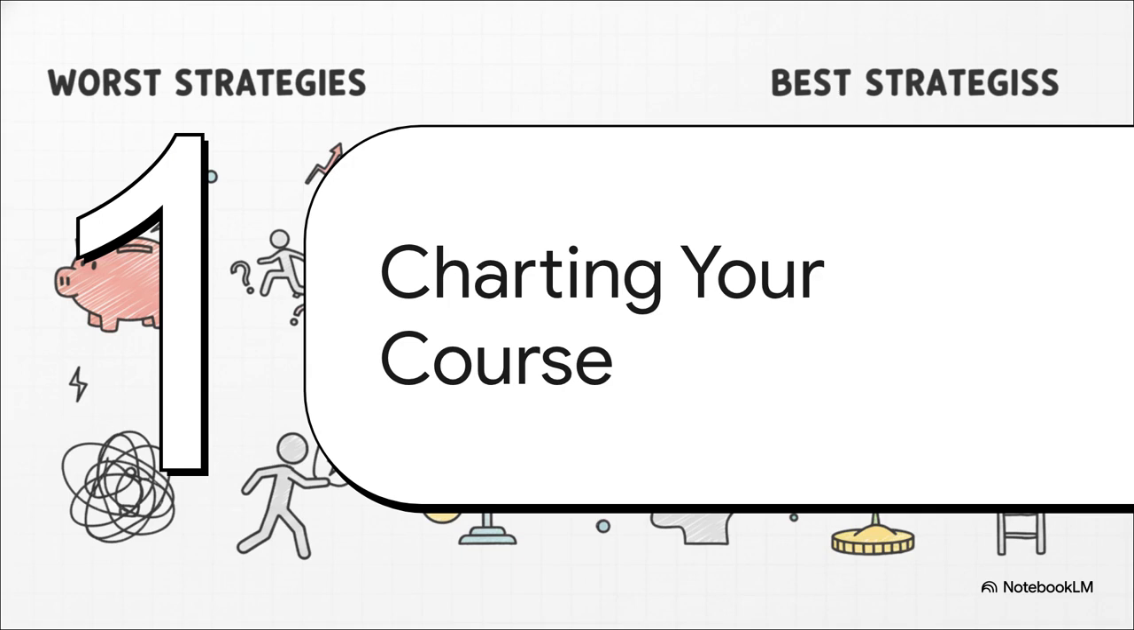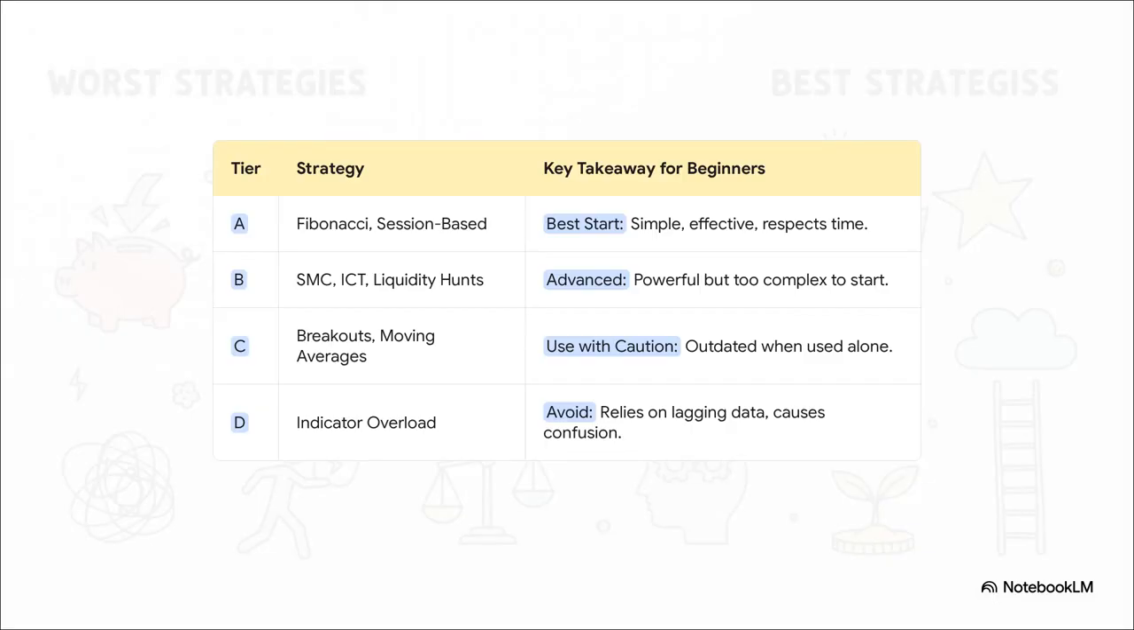Okay, wow, we have covered a ton of ground here. From the absolute worst strategies all the way to the very best for beginners. So now, let's put it all together in one clear visual that you can use to really guide your next steps. And here it is, your complete roadmap. As you can see, Tier A is your best start with Fibonacci and session-based trading. They have simple logic and they're effective. Once you find your footing there, maybe you can start exploring the more advanced Tier B concepts. The C-tier strategies, use them with caution, maybe as a secondary confirmation tool, but never rely on them by themselves. And as for Tier D, indicator overload, the advice couldn't be simpler.